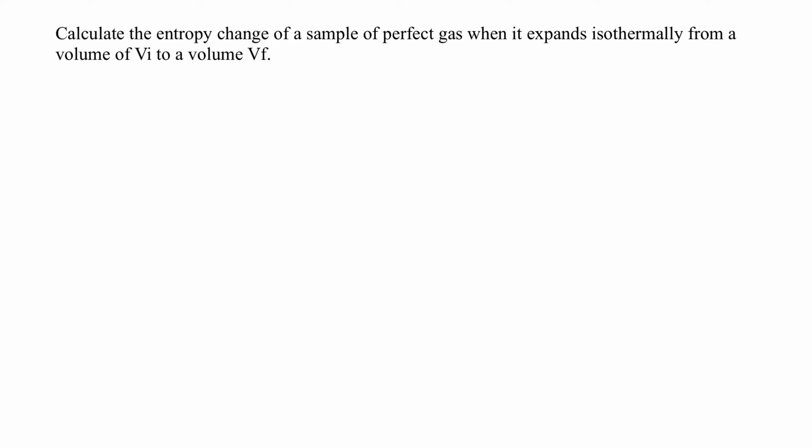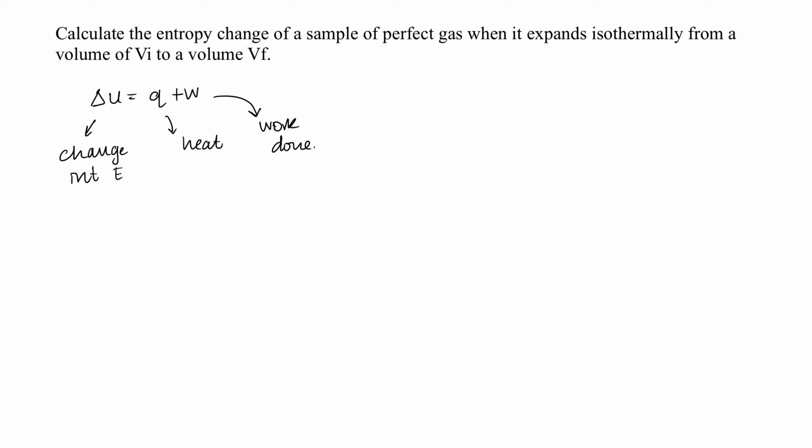The first law says that delta U is equal to Q plus W. Delta U is the change in the internal energy, Q is the heat added to the system, and W is the work done on the system.